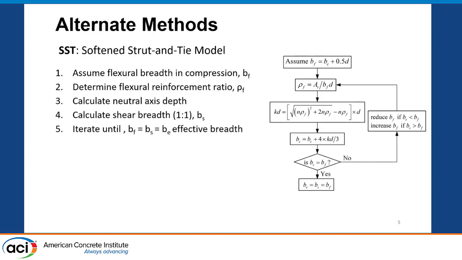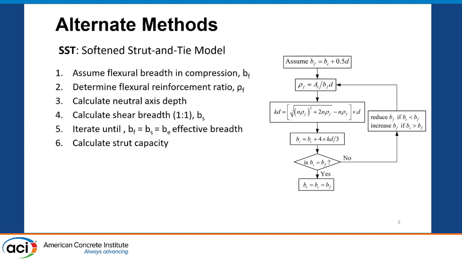You're going to check if this shear breadth that you calculate is equal to what you had assumed previously as your flexural breadth. And if not, you're going to adjust. You're going to increase or decrease depending on how those two compare to each other. And you're going to go back to the step, and you're just going to keep doing that until they converge. Once those two converge, you're going to calculate the strut capacity.